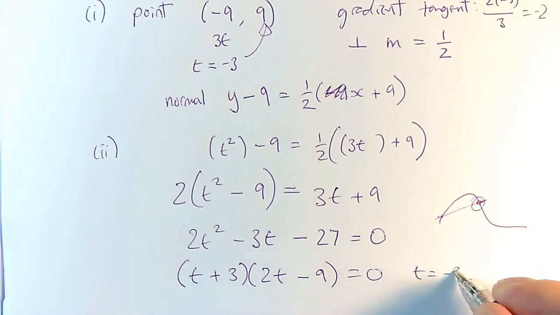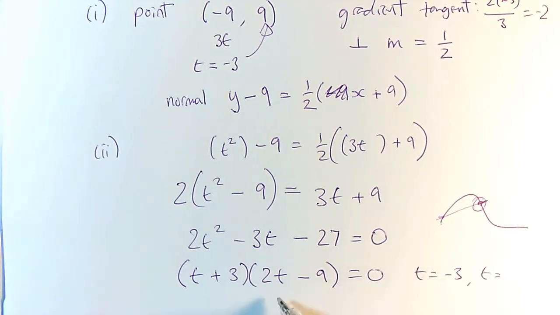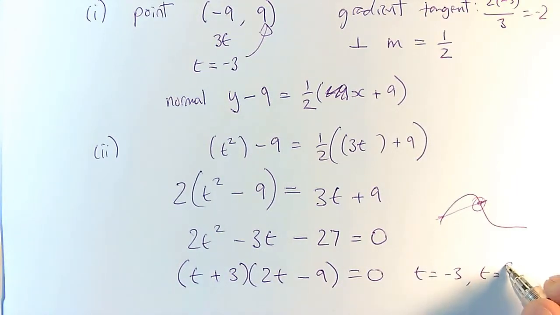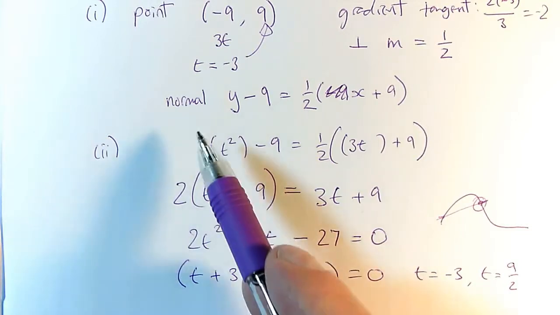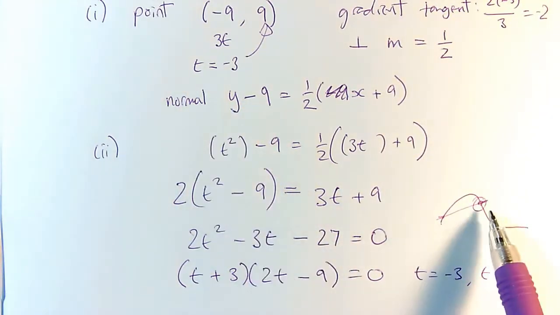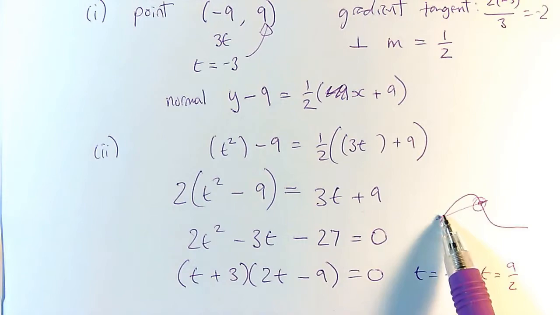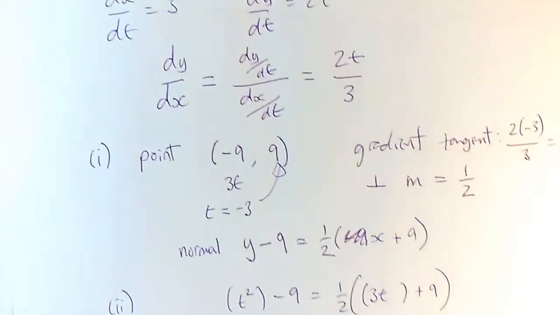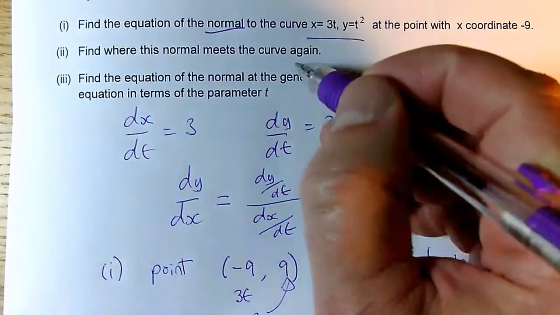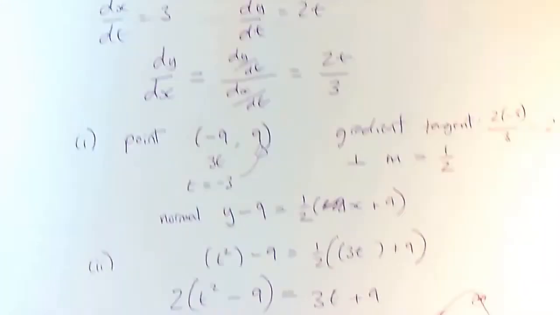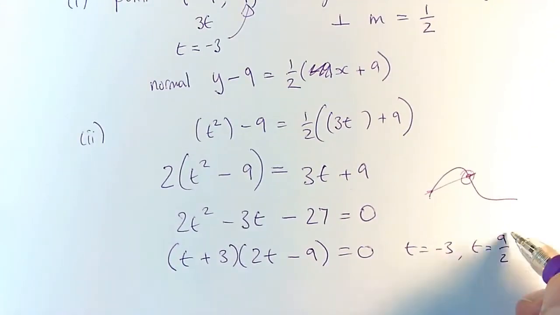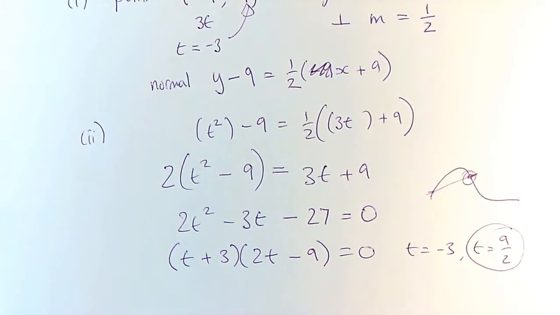I'm going to get t equals minus 3, or t equals, from this one, 2t would be 9, so t equals 9 over 2. And t equals minus 3 is the solution I already knew. That's the point where I drew my normal. It's the other point where the curve, the normal, it says meets the curve again. So that means I want the other solution. So that's when t equals plus 9 over 2.